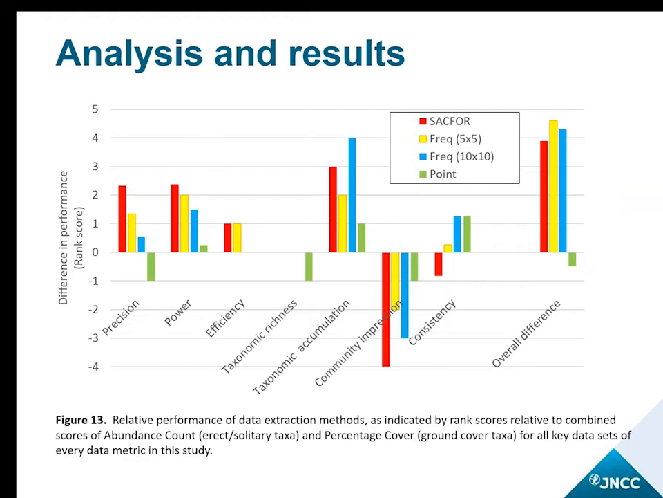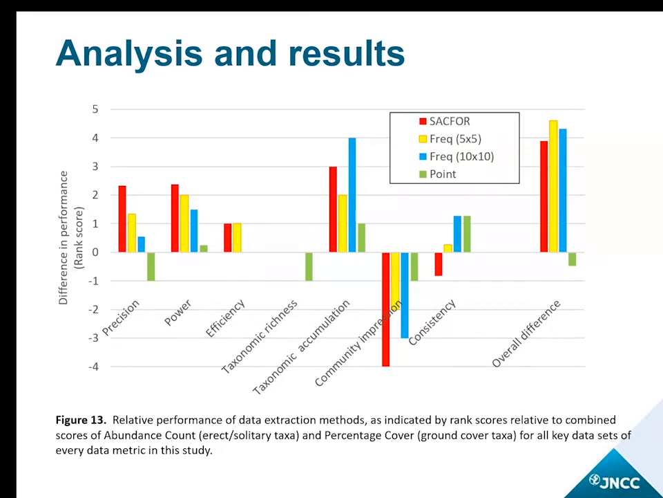In terms of taxonomic richness, everything was the same because they all covered the same amount of area of the image, apart from the point method. Do you remember the point? It misses most of the image. So there's a little bit missing there. In terms of accumulation of taxa, well, that's the rate at which taxa accumulate. They were all slightly better at that.